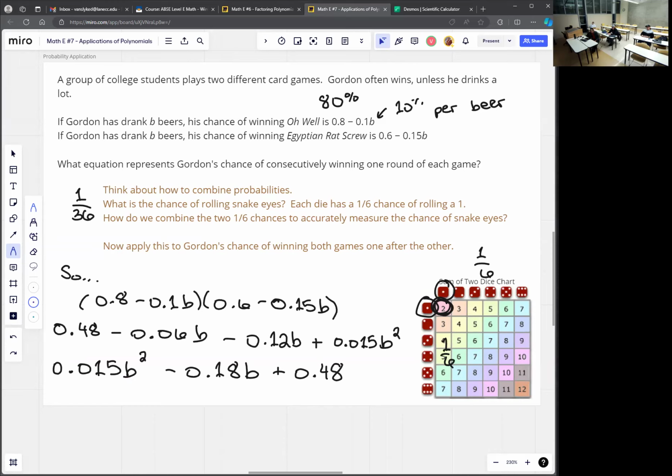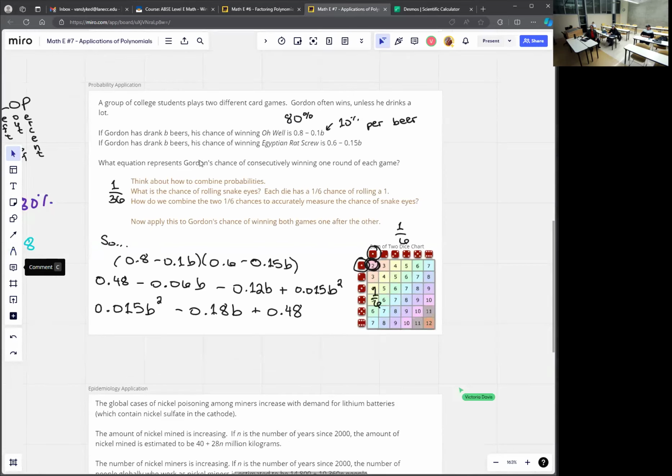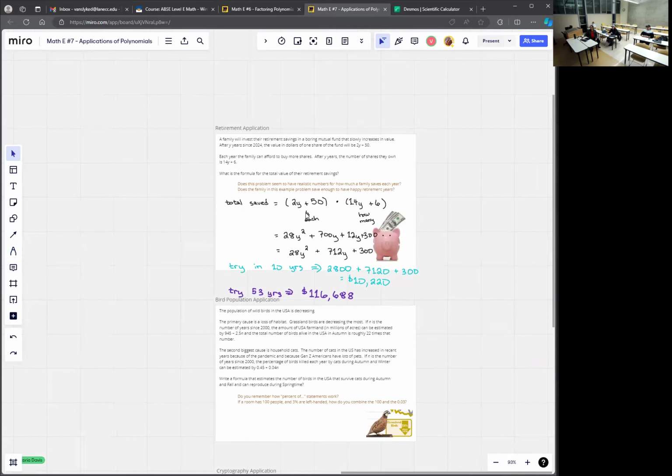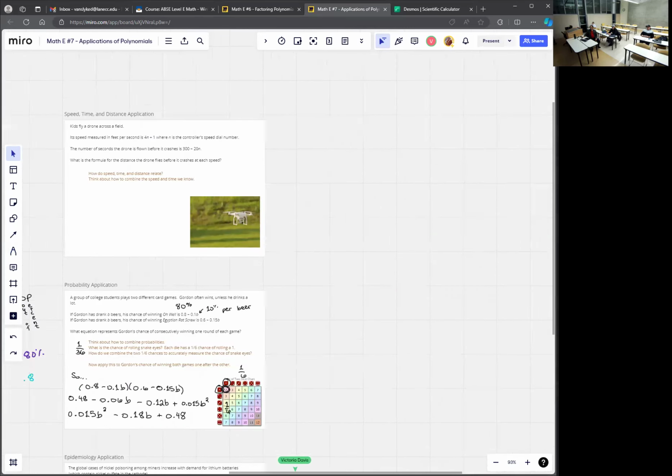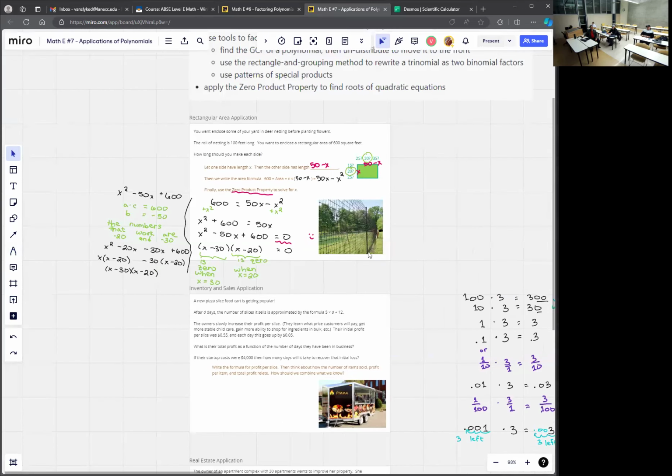Again, we're simplifying real life. Just like most people don't save a linear amount more each year, most people don't get linearly worse at card games as they drink. But we're making easy equations because that's what we're learning. The purpose is: here are two things that are changing, they have a variable in them, and there's some real-life reason we would multiply them together. In one case, it's because probabilities multiply when you're doing one after the other. In the other case, it was the cost per thing and how many. In another one, it was length times width. So there we go.